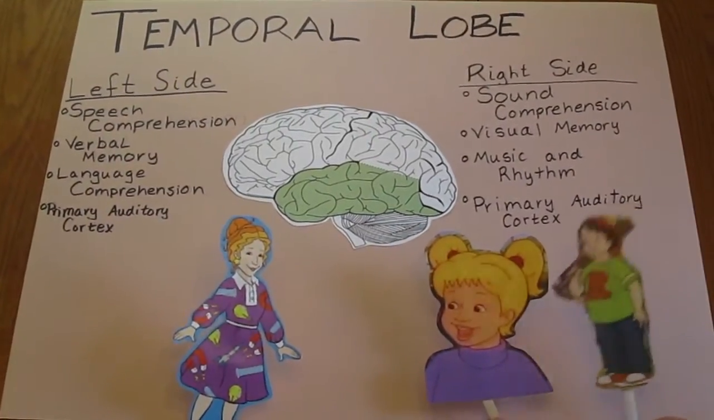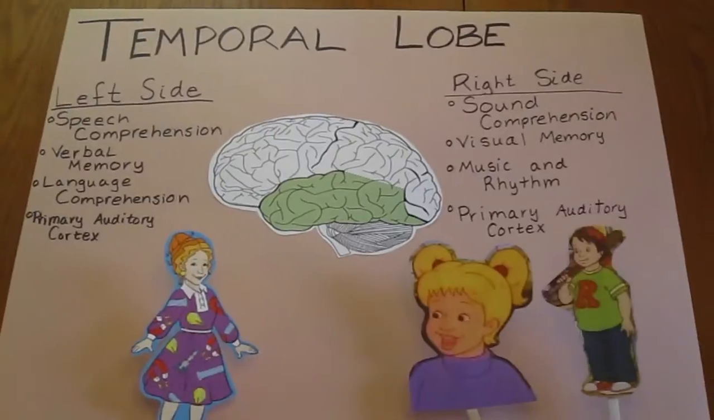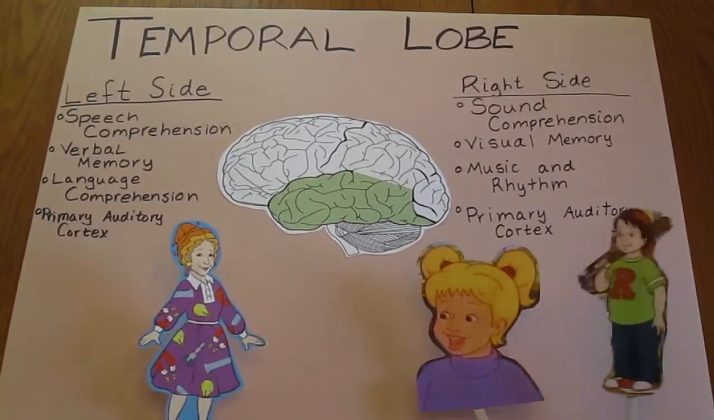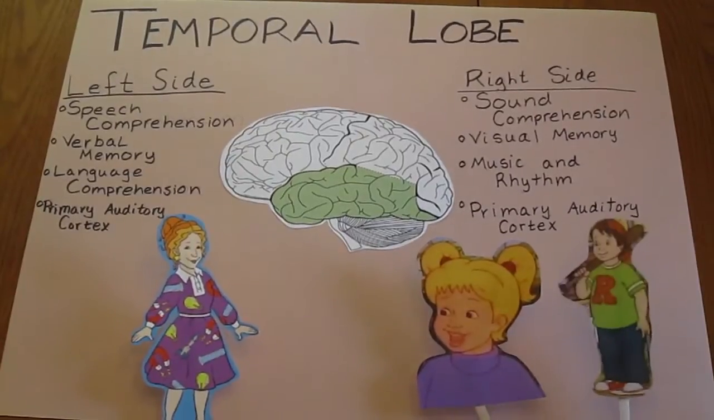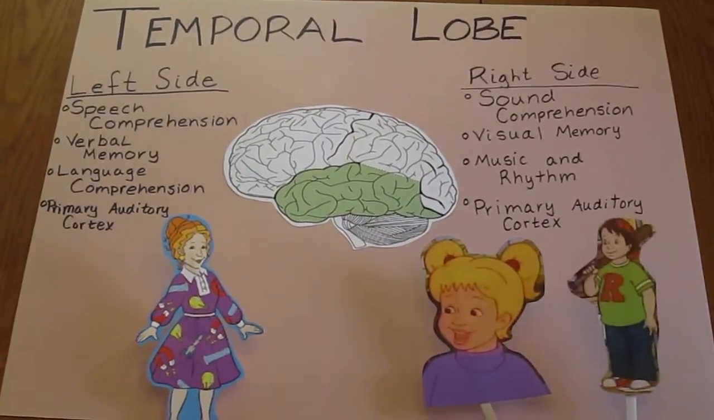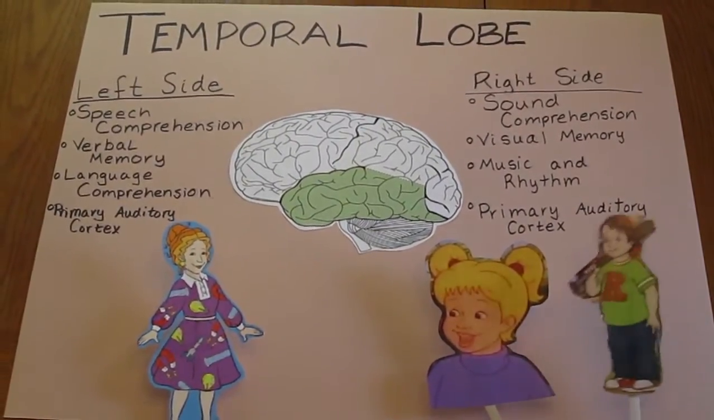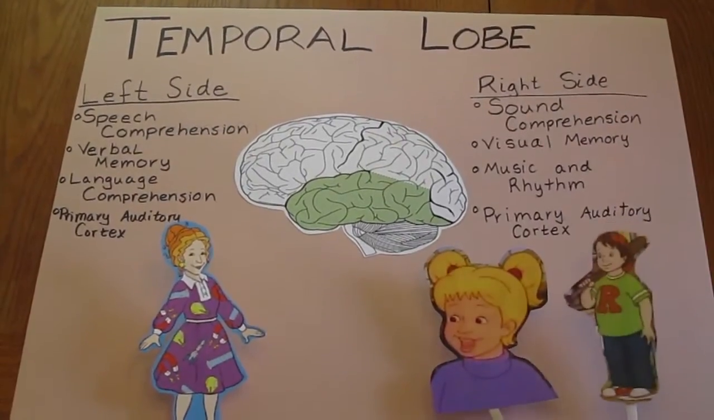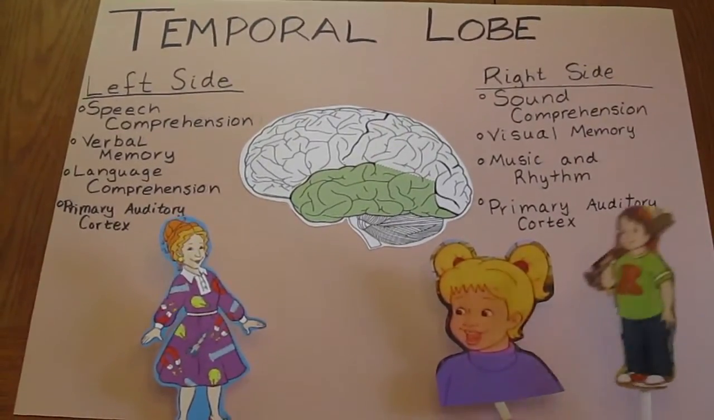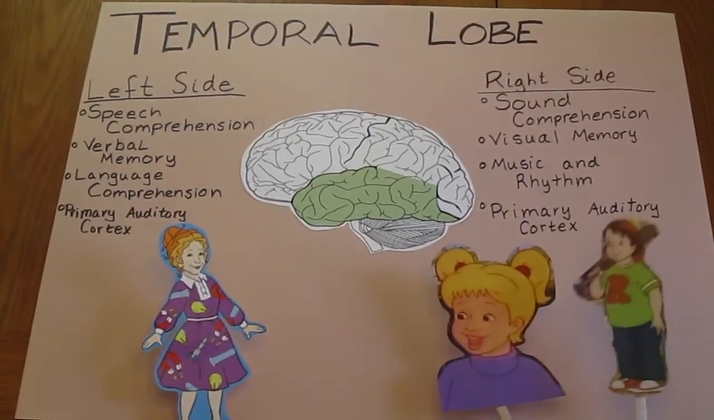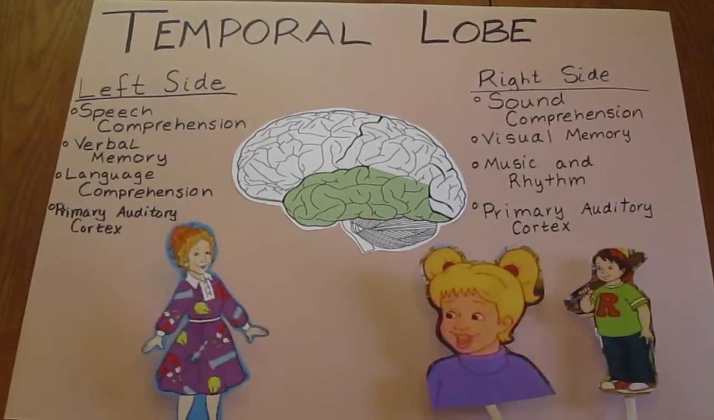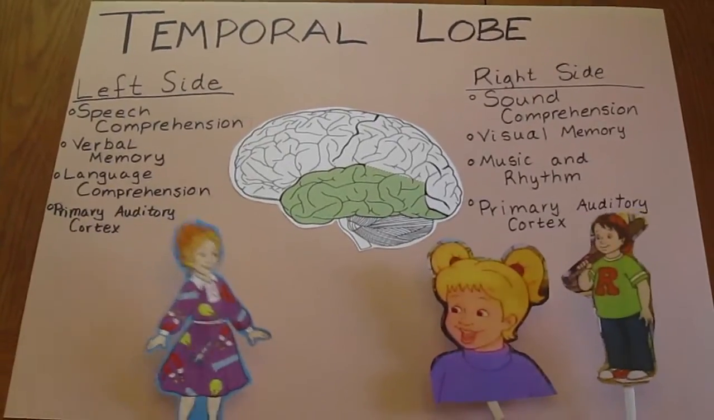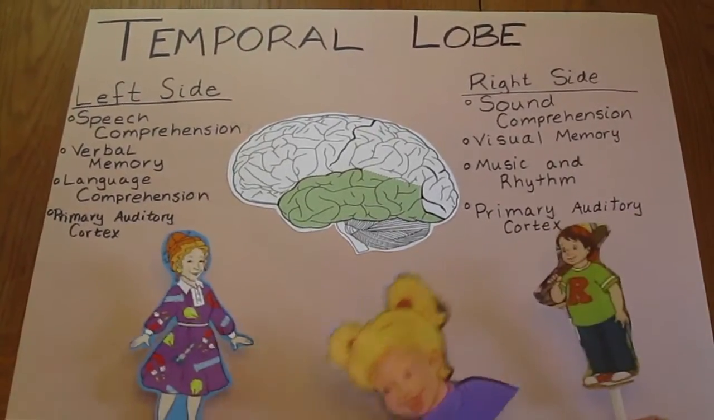A left side lesion could result in Wernicke's aphasia or language comprehension issues, whereas a lesion on the right side would affect appreciation for music and rhythm, as well as nonverbal memory. Also, a lesion on both sides could result in pure word deafness, which is the inability to understand spoken words, but no problems identifying pure tones or environmental sounds. Oh, great, kids! Let's move to the most posterior lobe, the occipital lobe.